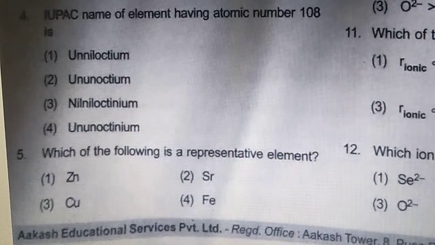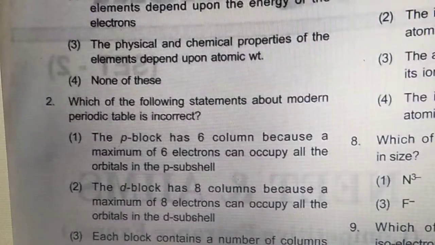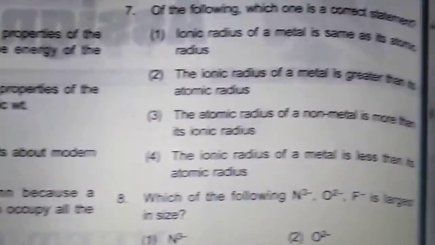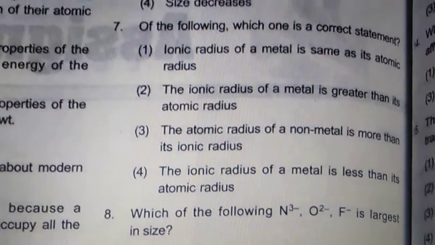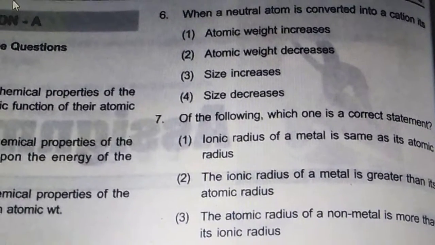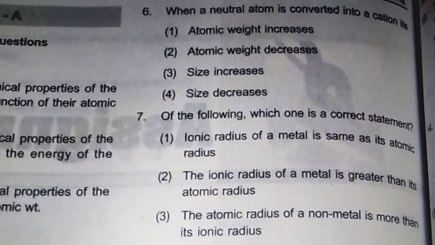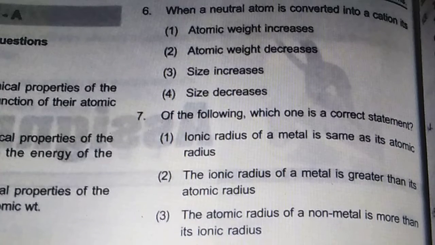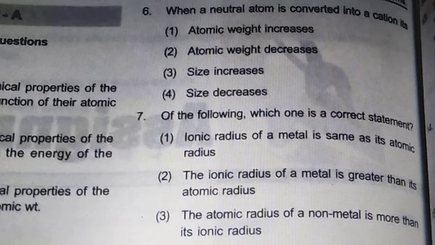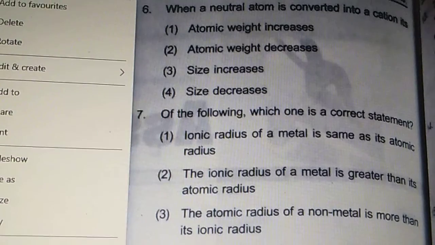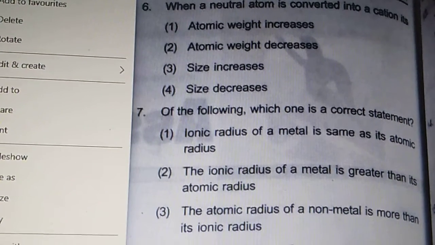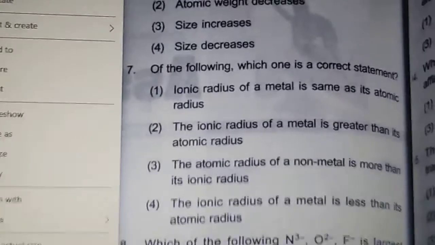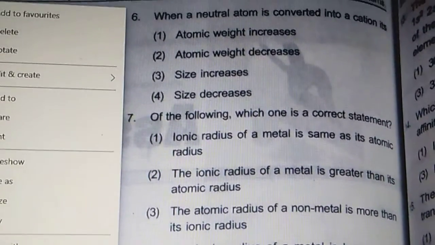Now let us move, student, and read question number 6. What is question number 6, student? When a neutral atom is converted into a cation, okay. So cation, you know, student, in the cation the number of protons is more and the number of electrons is less. When the electron gets lost, student, what will happen? The cation will form. When the electron is removed, then the cation will form.